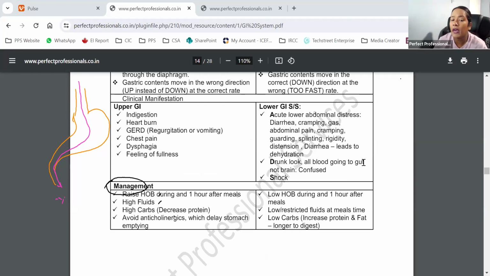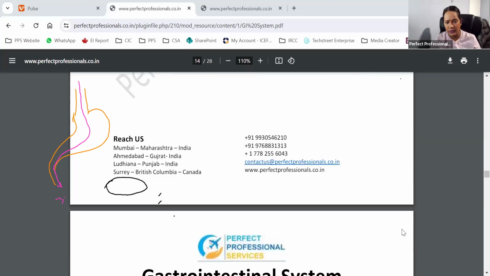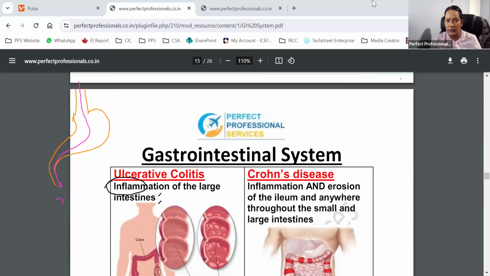Now what will be the management? Management will be to lower the head of the bed during and 1 hour after the meal. You have to feed the patient while lying down, okay, the patient has to be in a lying down position. Restrict fluids at meal time. Low carbohydrate, increase protein and fat, as they take a long time for digestion. Fat will take a long time in the stomach to digest, protein will also take time, but carbohydrate digests very quickly, so we have to avoid carbohydrate and give protein and fat.